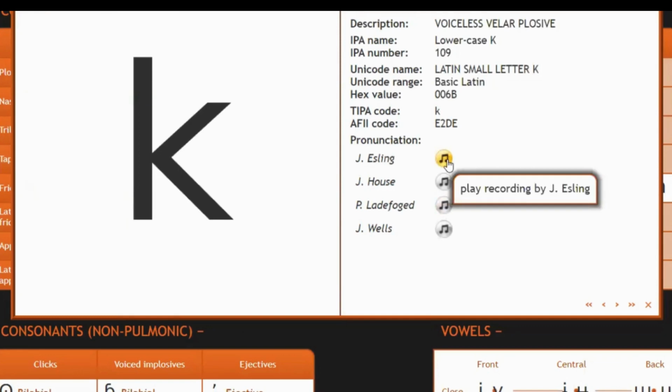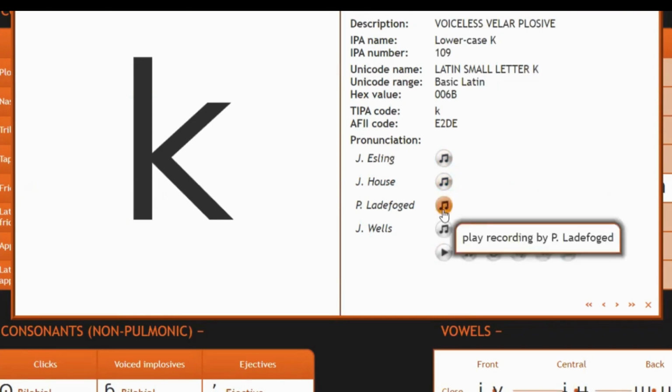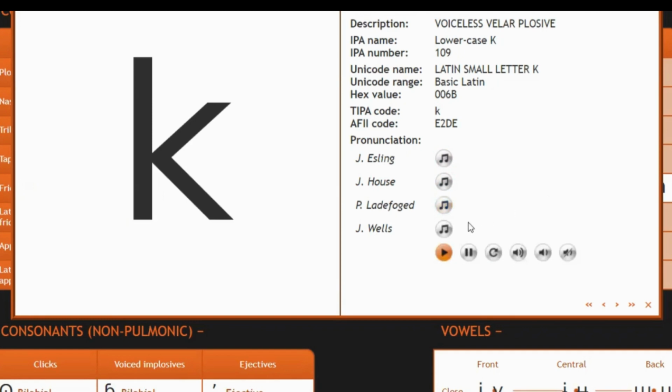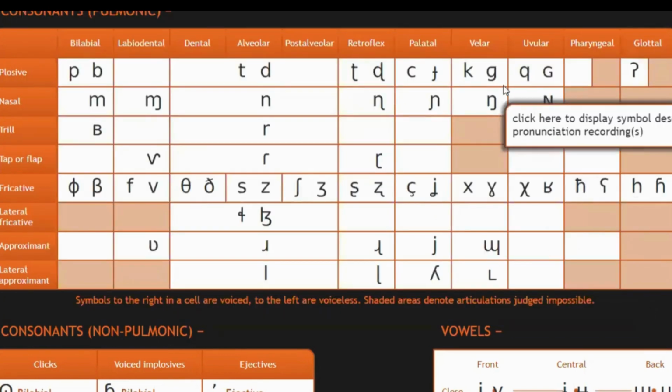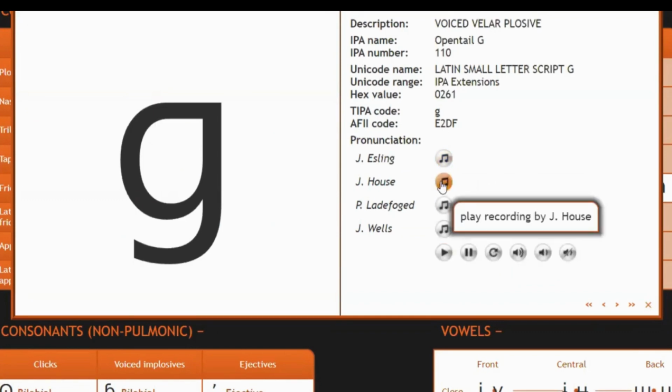This is the voiceless velar plosive. Ka, ka. You can hear that that is aspirated. Ka. Now it's aspirated as well. Next, we have the voiced. Ga, ga.